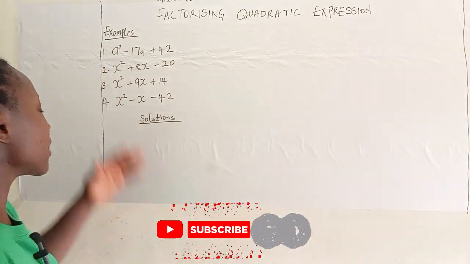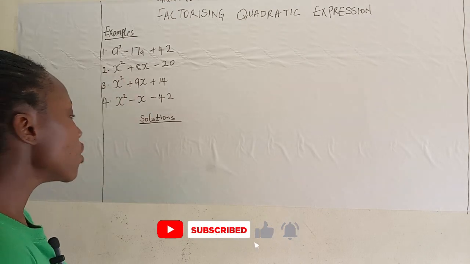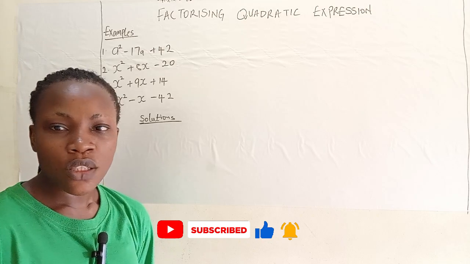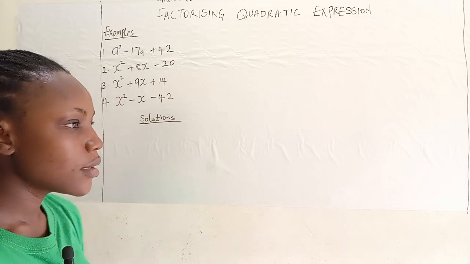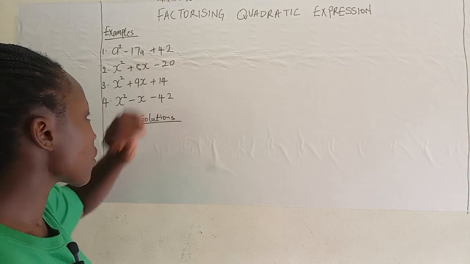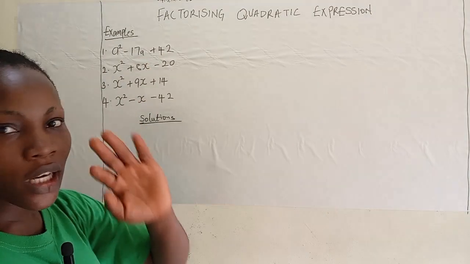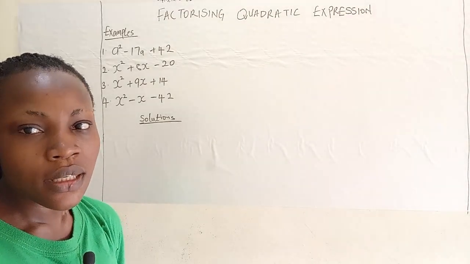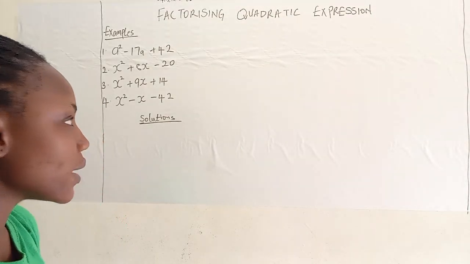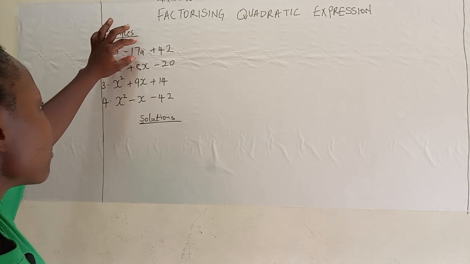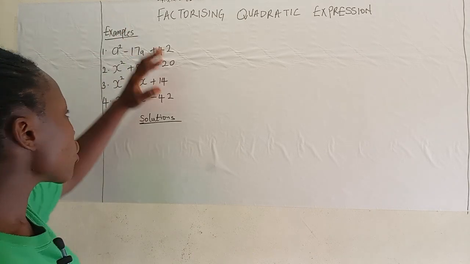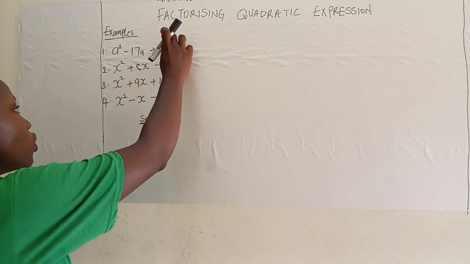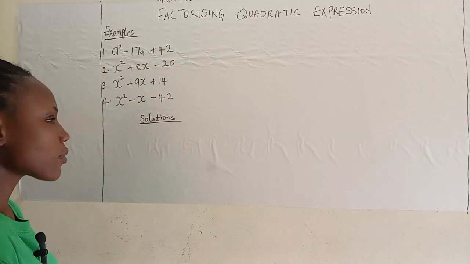Here we have some examples that we are going to solve, but before that I want you to have this in mind. Once you are asked to solve this kind of question, you have to ask yourself, what are the two factors that, once you add them together, give you this middle number, and once you multiply them together, give you this last one.